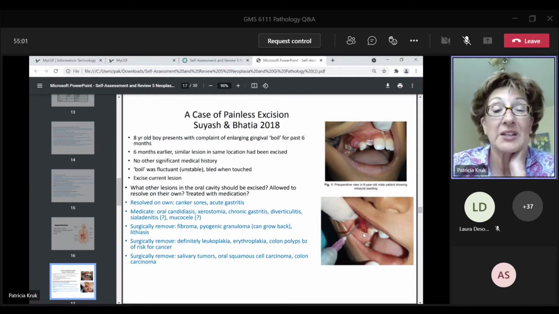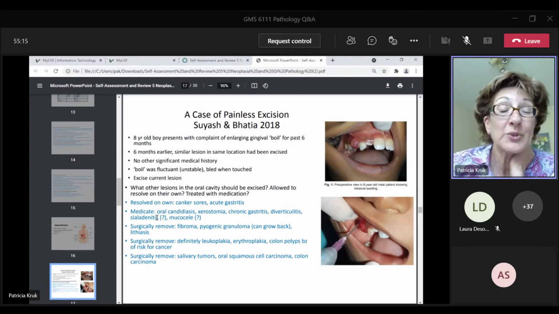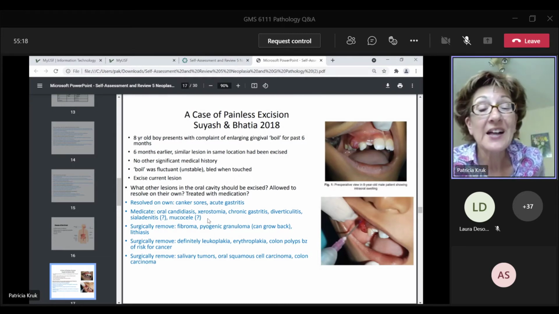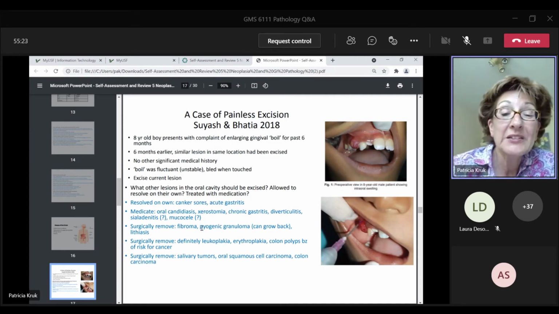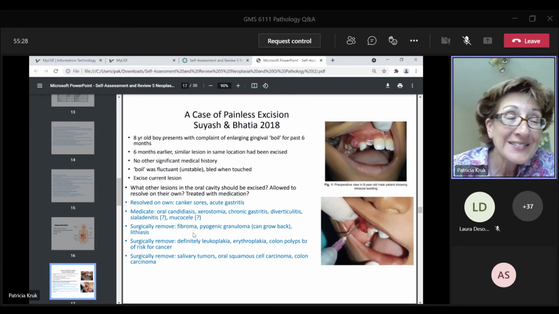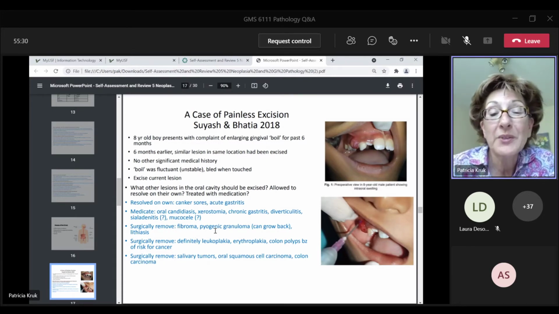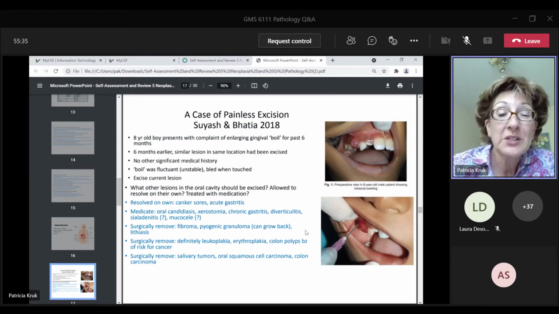Things that can resolve by medication include infection with thrush, dry mouth, and things that have more chronic infection or inflammation, which may need anti-inflammatory agents or antibiotics. And some of those conditions that we see in the salivary gland, if they don't drain themselves, may need some kind of help either medically or surgically. So in the case of larger, more benign tumors like fibromas, and pyogenic granulomas like what this child has, typically we remove them, but they sometimes can grow back.